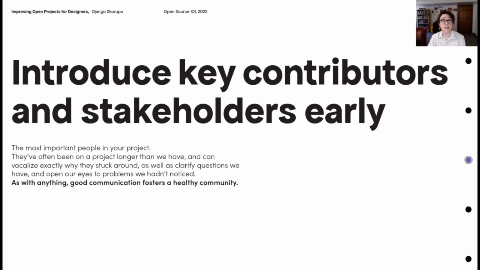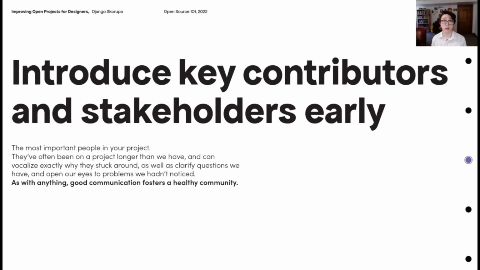This feeds right into introducing key contributors and stakeholders, right? Because you can't answer every single question because you're not the only step in the whole process. So how do we develop our personas? How do we analyze pathways? By interviewing contributors and stakeholders. So make them available. Make it easy for those people to be contacted and spoken to.